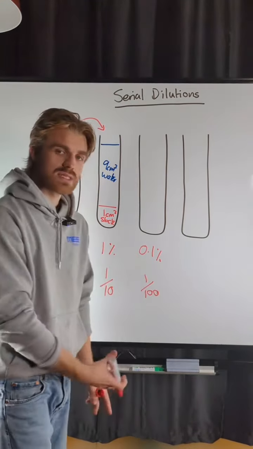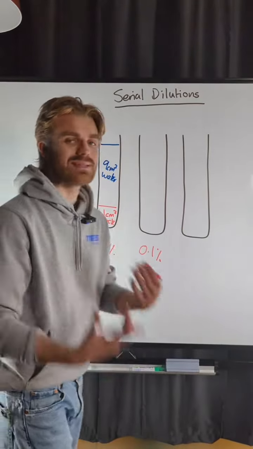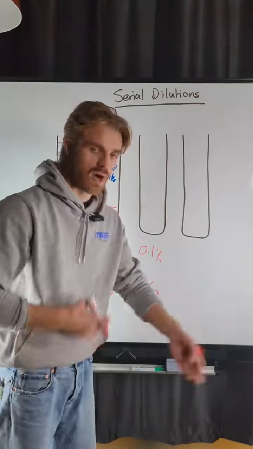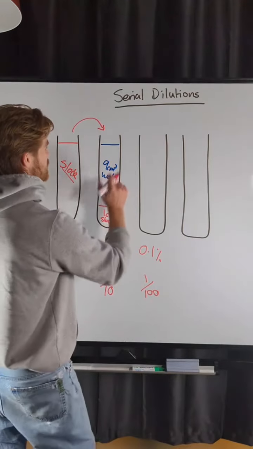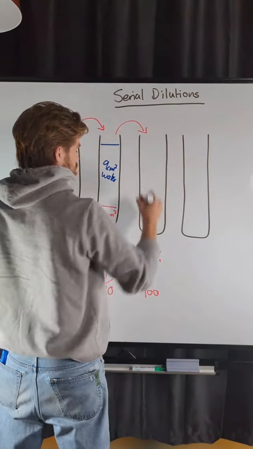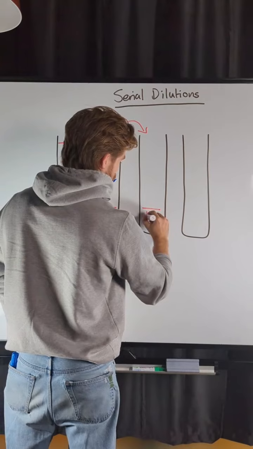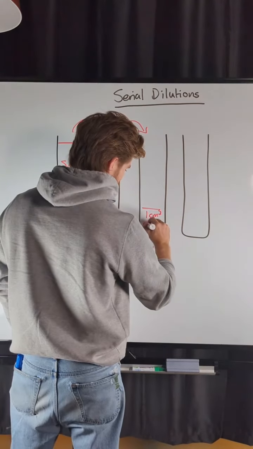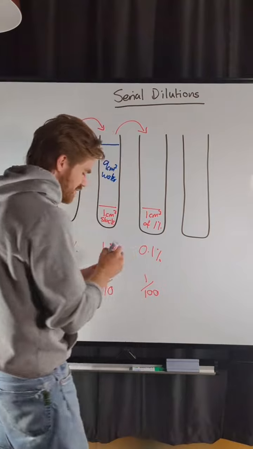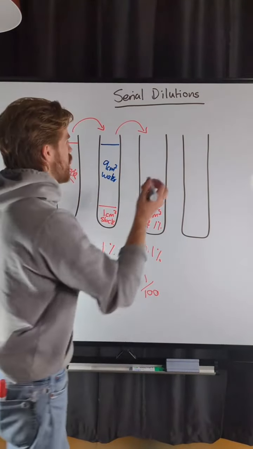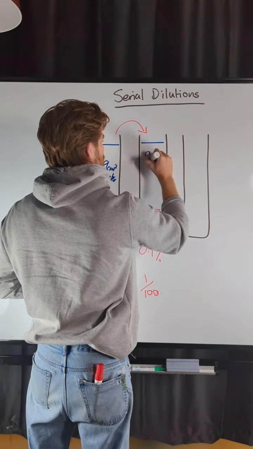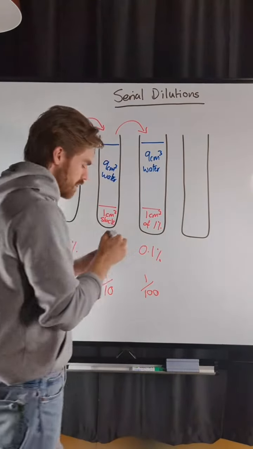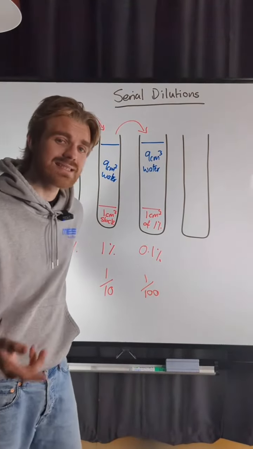So 1 over 100 is this next dilution. So how do we produce this dilution? Well, it's called a serial dilution for a reason. It's a series. One thing comes after another. So I'm going to take some of the first dilution. I'm going to have 1 centimeter cubed of the 1%. And then I'm going to top that up with our 9 centimeters cubed of distilled water again. It's as simple as that. It's as easy as that.